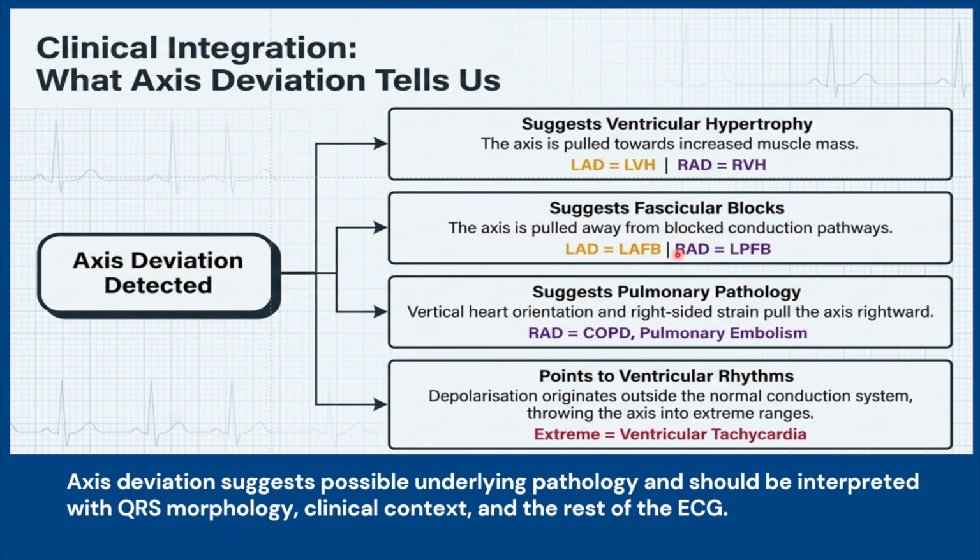Also, in fascicular blocks, you know that the left bundle is divided into anterior fascicle and posterior fascicle. So left anterior fascicular block gives left axis deviation, and left posterior fascicular block gives right axis deviation. Also, it could suggest pulmonary pathology like pulmonary hypertension, pulmonary embolism, COPD, in which you find right axis deviation. Also, it can point to ventricular rhythm, when the origin of the impulse happens outside the normal conduction system, and this will throw the axis into extreme axis deviation like in ventricular tachycardia.